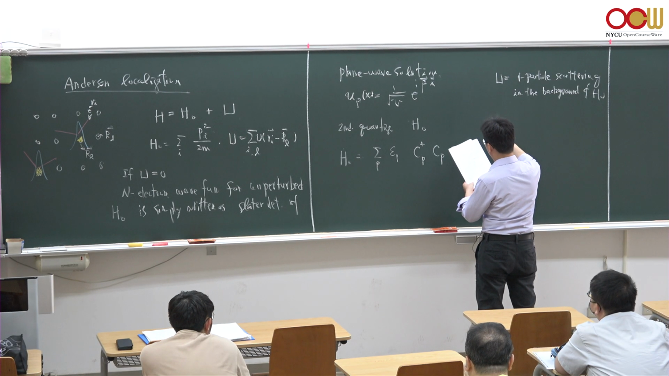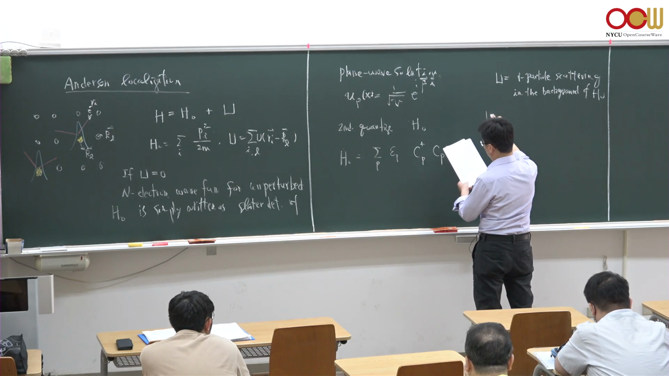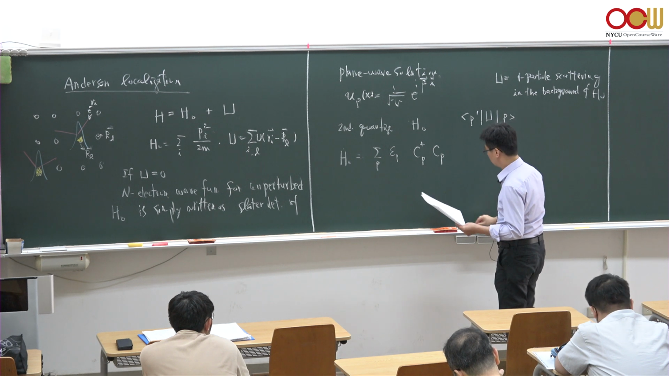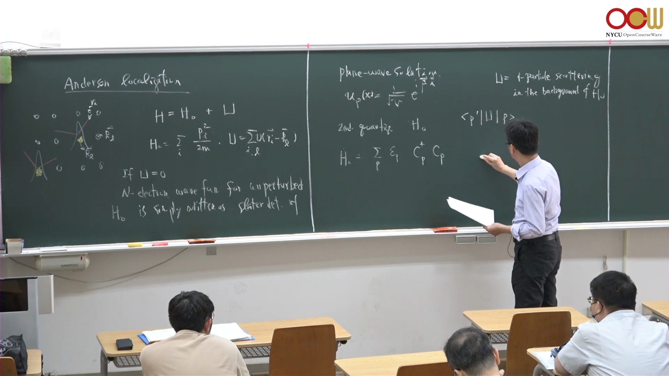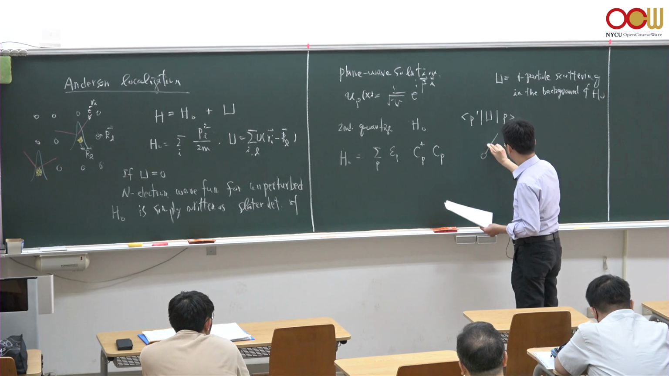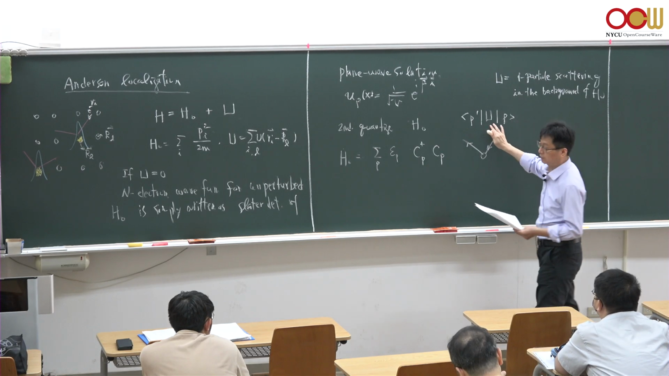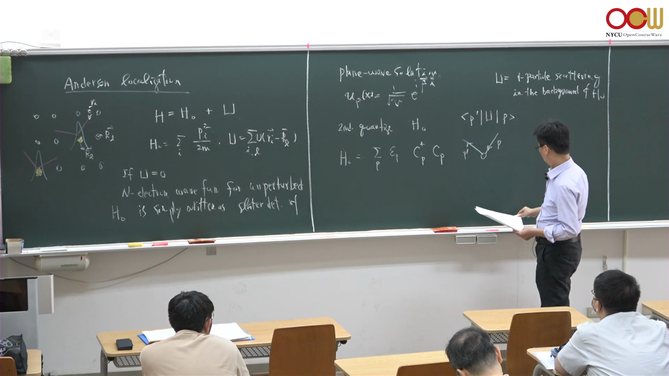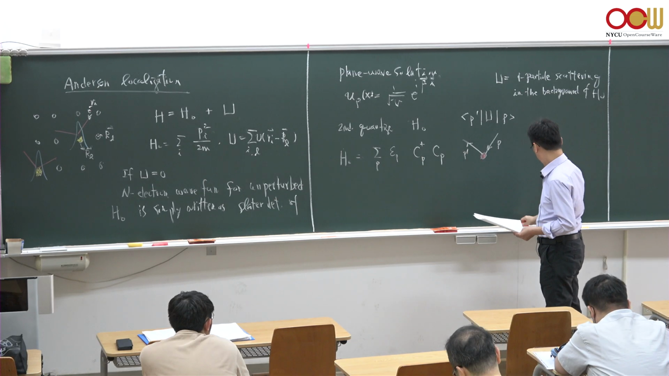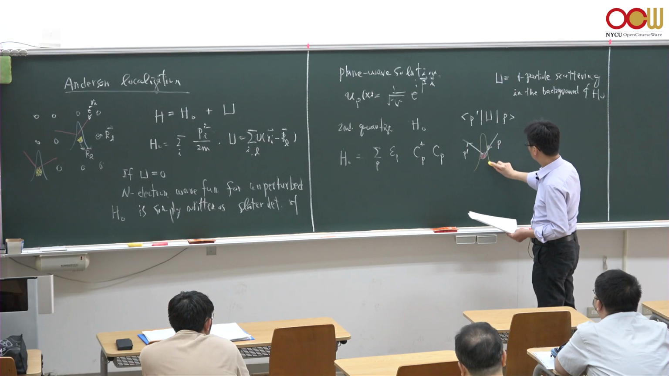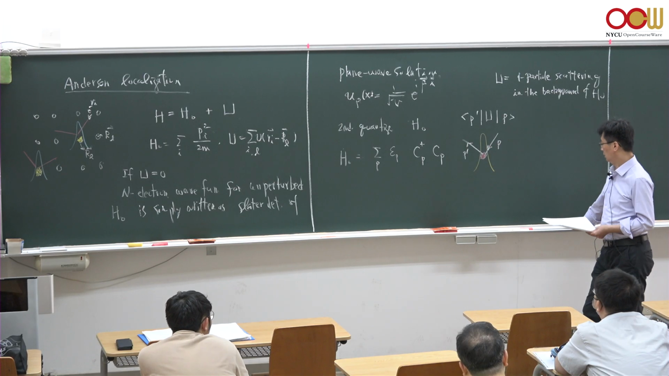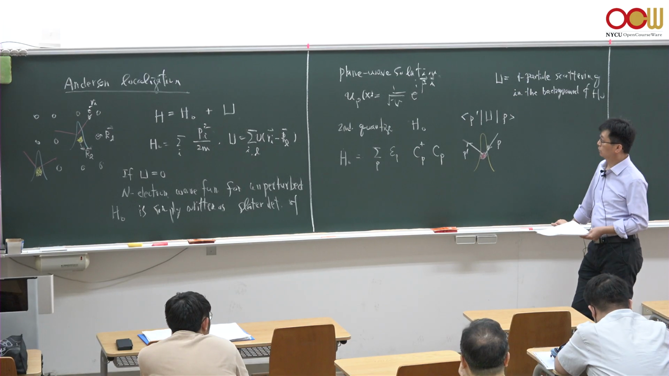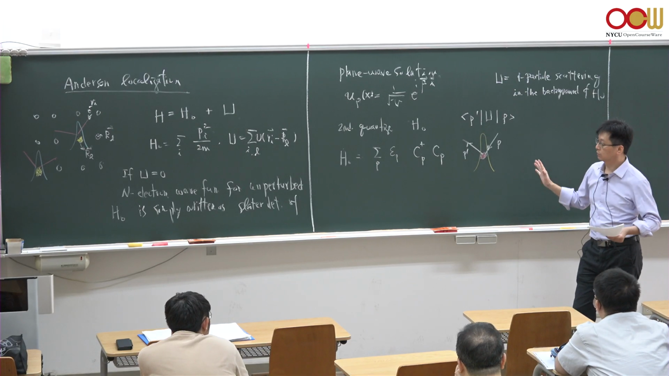So the matrix element of this U between these two electron states, one the incoming state, another the outgoing state, is given by this matrix element. So suppose this is, say, the initial state, and this is the final state, and this is the site where you have this delta potential. And both P and P prime are just plane wave solutions of H0. This is what we assume.